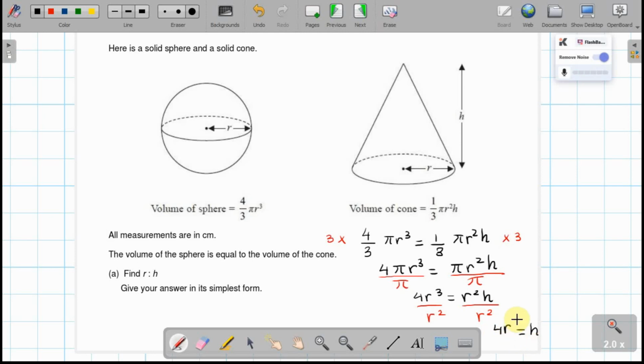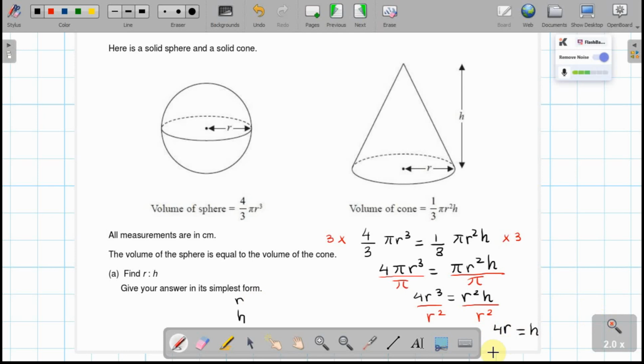Now whenever I have an equation and I need to write it as a ratio, I first need to make one of the letters the subject, which is the case here. h is the subject of this equation, h equals 4r. The next thing is I make a table of values, r and h, and I choose a value for the letter that is not the subject. In this case, that is r.